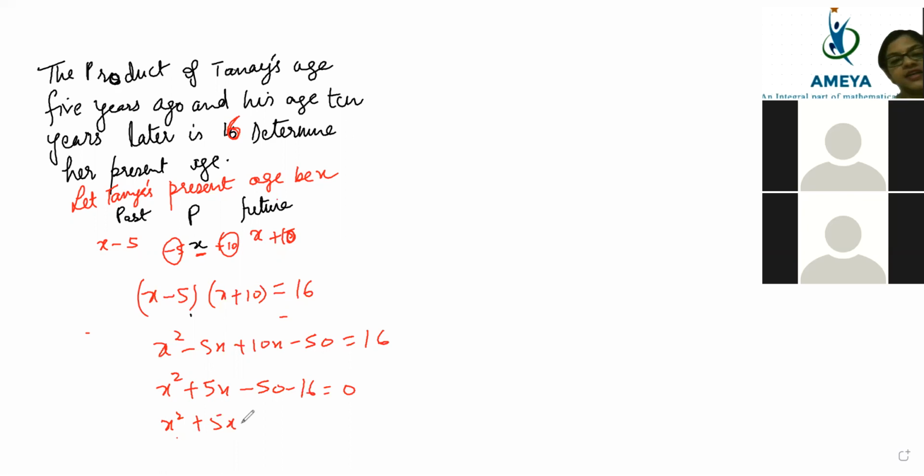Okay, Kritika is telling 6 years. 66 is coming. So definitely 6 and 11 will come. Take x common.